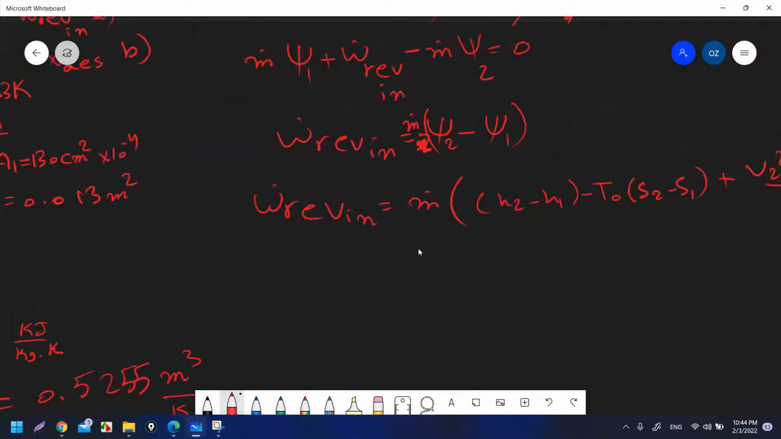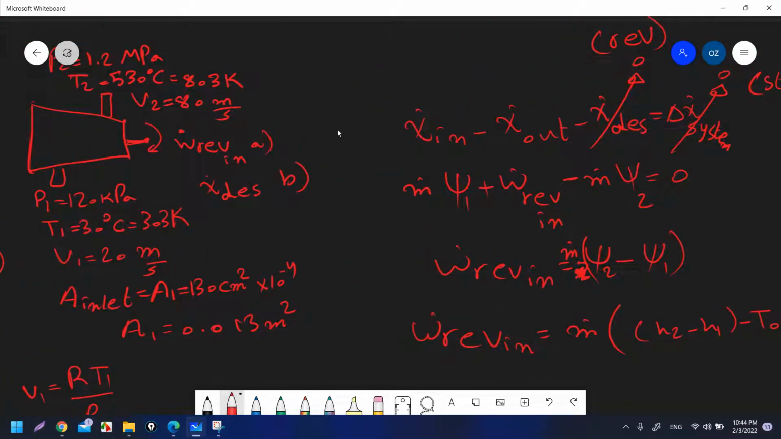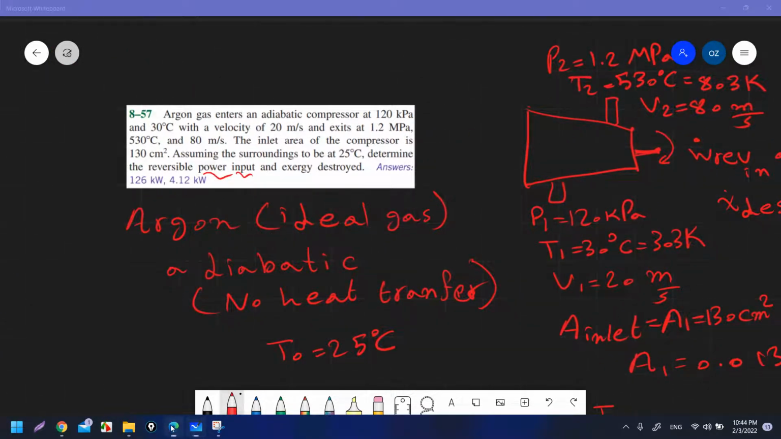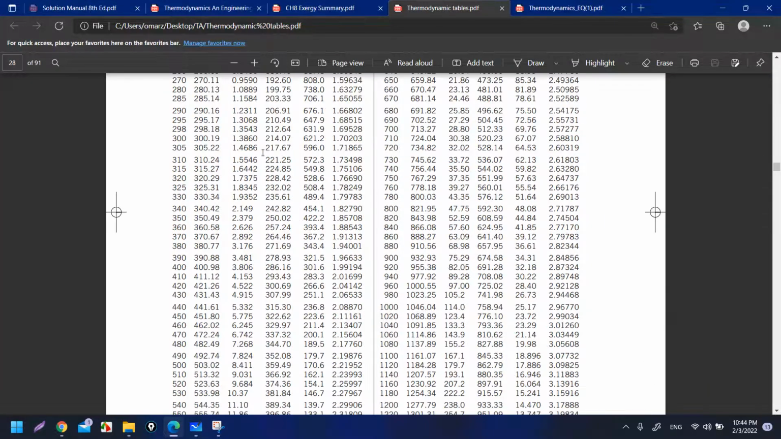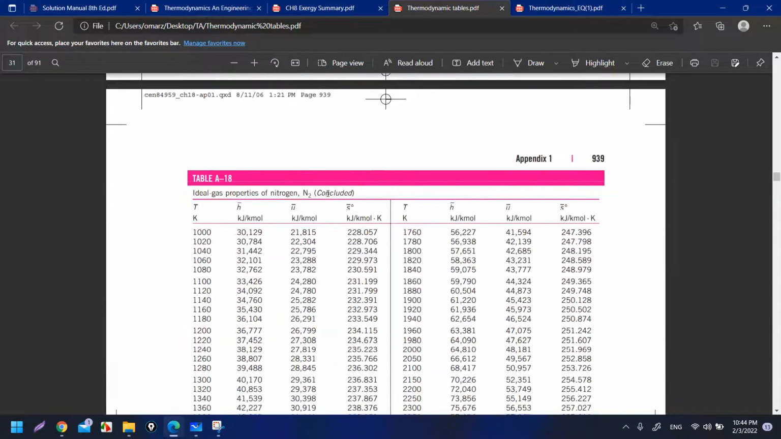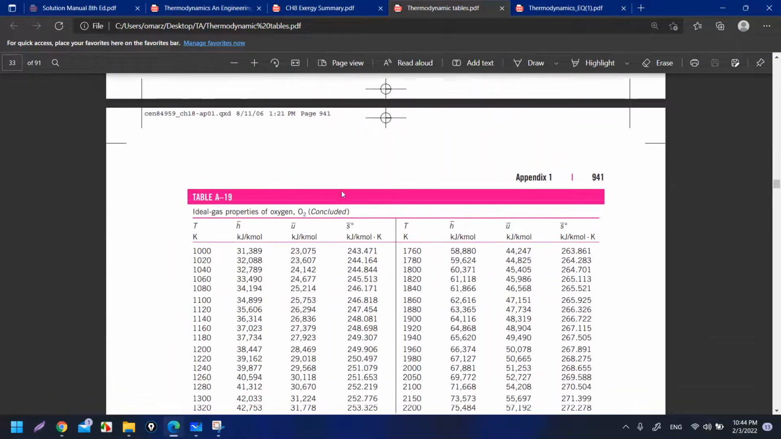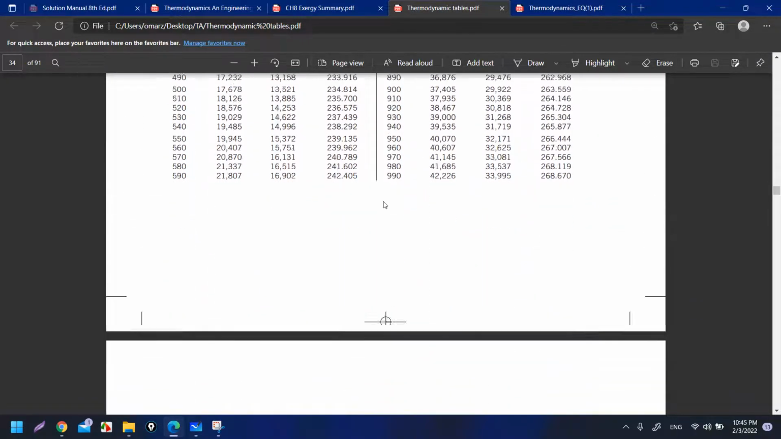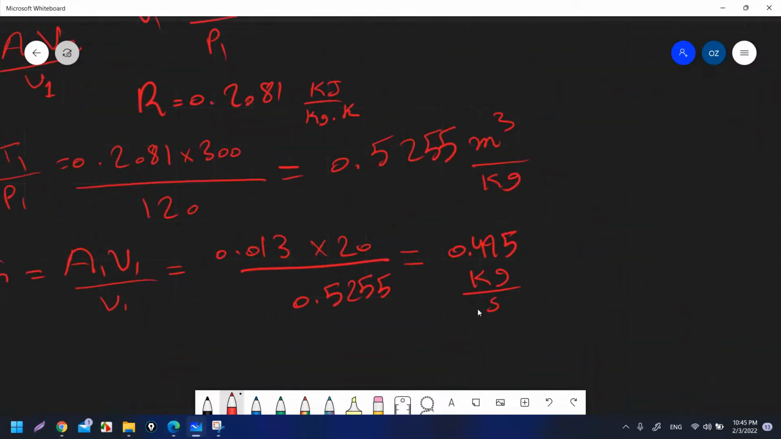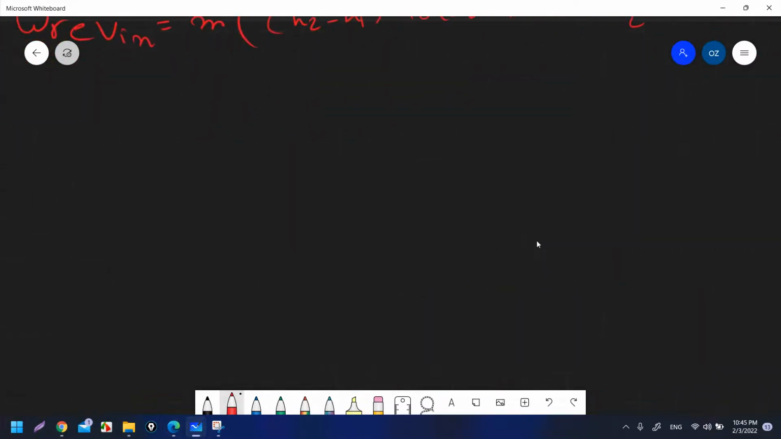Here I have to make an assumption that it is a constant specific heat. If you assumed variable specific heat, you will not find anything about argon in table A17. In table A17 here it is air, nitrogen, oxygen, hydrogen, so you will not find carbon dioxide or argon. So you have no other choice than assuming it is a constant specific heat.